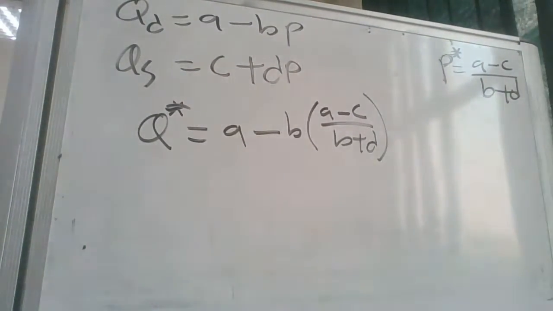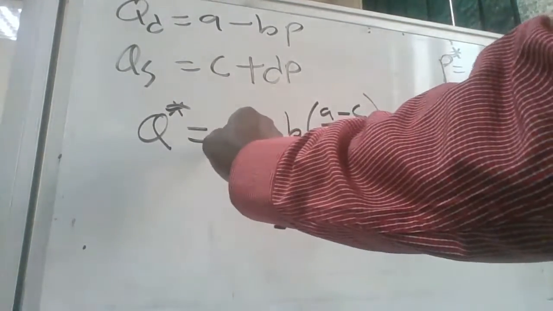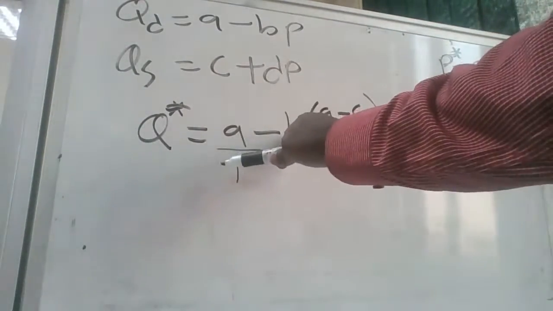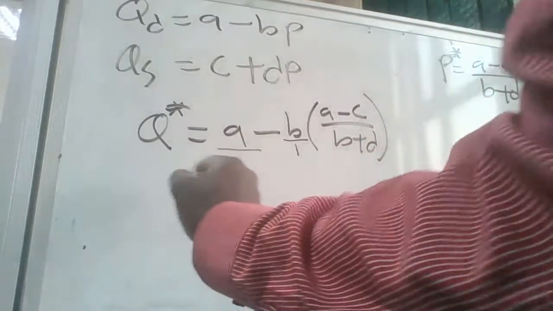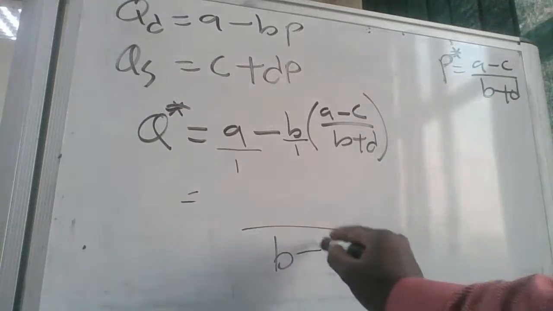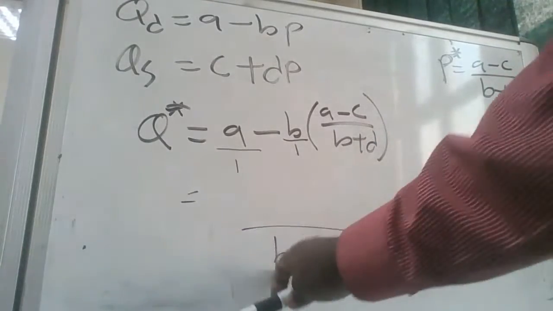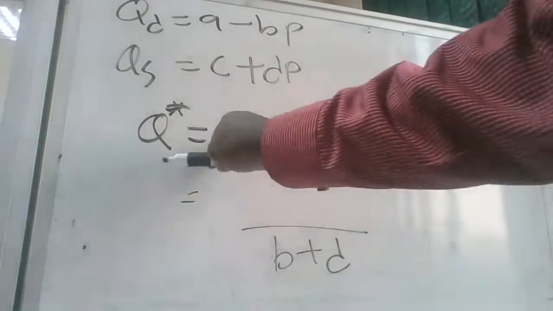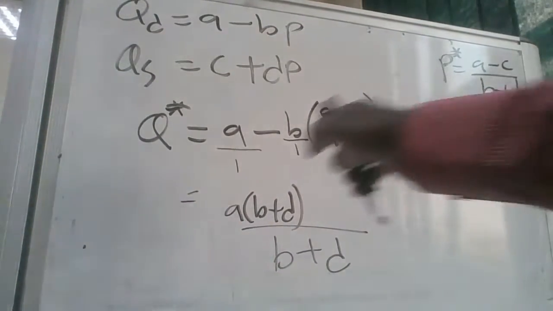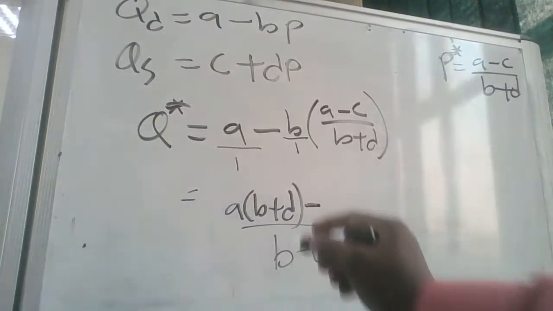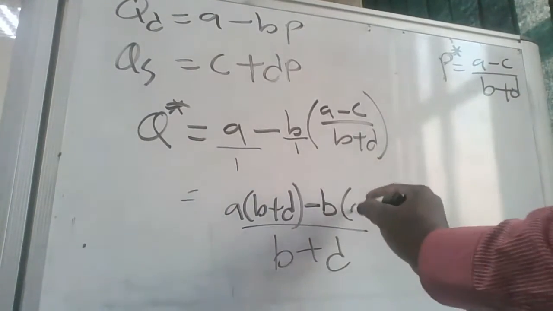Okay, let's do it together. So from here, we need to get the common denominator. Remember, this is over 1, and this A is a whole number, which means it's also over 1. So with this, the common denominator will be B plus D. So 1 into B plus D will be B plus D, and B plus D multiplied by A will be A, open bracket B plus D, close the bracket. There's a minus here, so we put a minus B, then B plus D into B plus D will be 1, meaning we'll remain with A minus C.